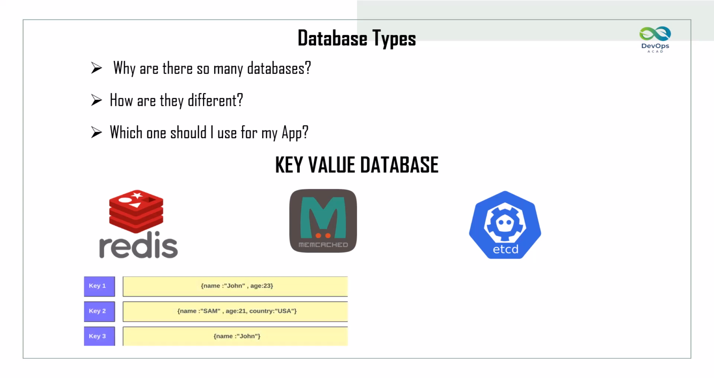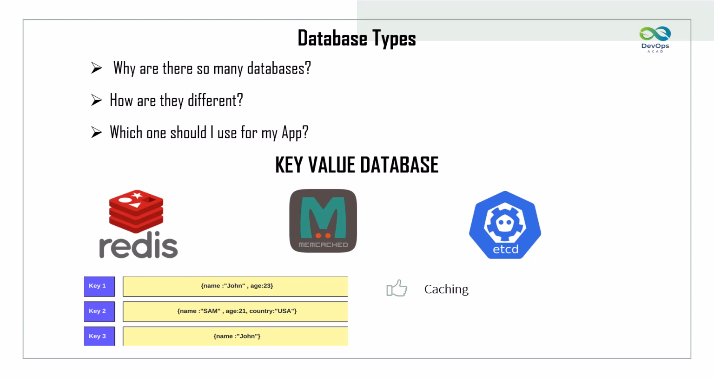Now, what do we mean by key value database? If we look at this diagram here, we have key 1, key 2, key 3. Basically, data are stored in key value pairs. When you want to access a value, you reference the key. The key points to the value, just like we can see on the screen. One of the beautiful things about this kind of database is that they are very fast.